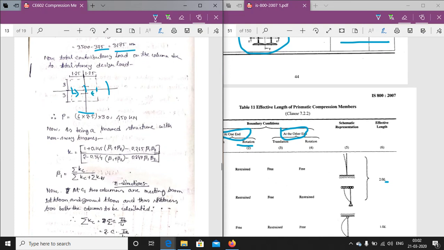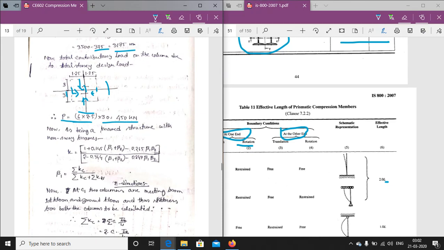Similarly, from the Y direction, half of the beam load from here and half of the beam load from here will come to that point. So the total load coming to the column is 6 into 225, this is the 6, and this is the 2.5 into 30. This is the 450 kilonewton load coming to the C1 column from adjacent beams.